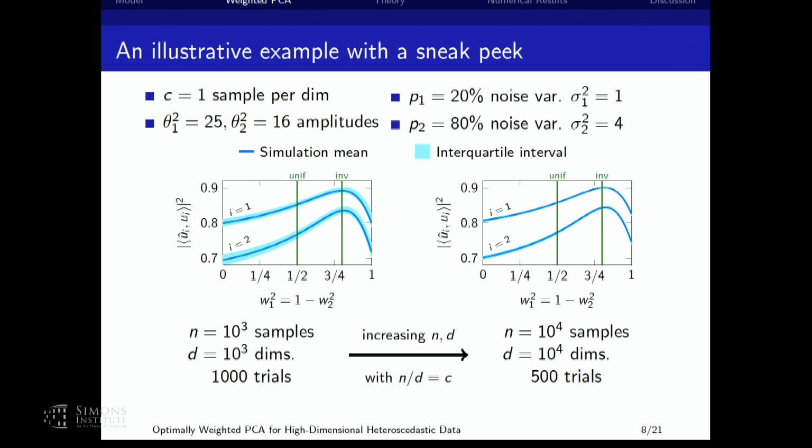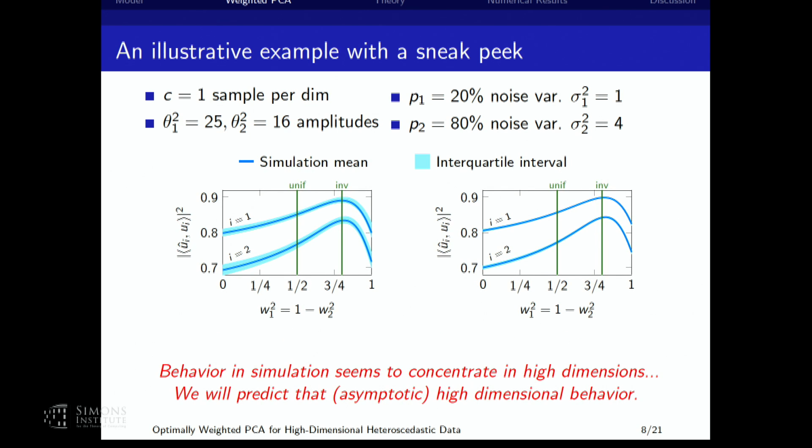Then over here is the same plot, but at a higher number of N and D. I'm showing you these simulations just to illustrate that this concentrates in high dimensions, and that if it converges to some particular curve and we can predict what that curve is, then we could try to optimize that curve in order to pick the optimal weights. And that's exactly what we'll do. We'll first show the predictions of that high-dimensional behavior, and then we'll optimize that asymptotic curve.